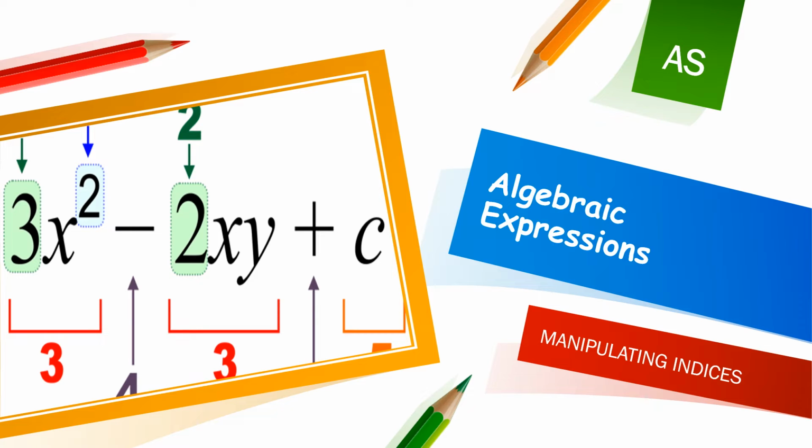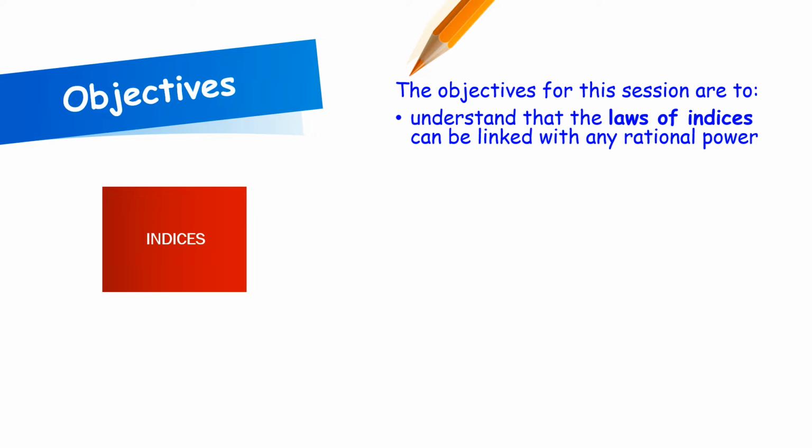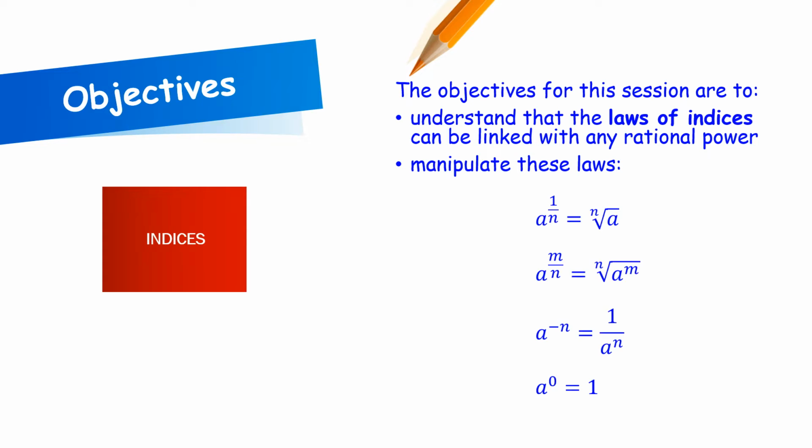Welcome to the unit on algebraic expressions, manipulating indices. The objectives for this session are to understand that the laws of indices can be linked with any rational power and manipulate these laws. Namely, a to the power 1 over n is the nth root of a, a to the power m over n is a to the power m, nth rooted, a to the power minus n is 1 over a to the n, and a to the power 0 equals 1.